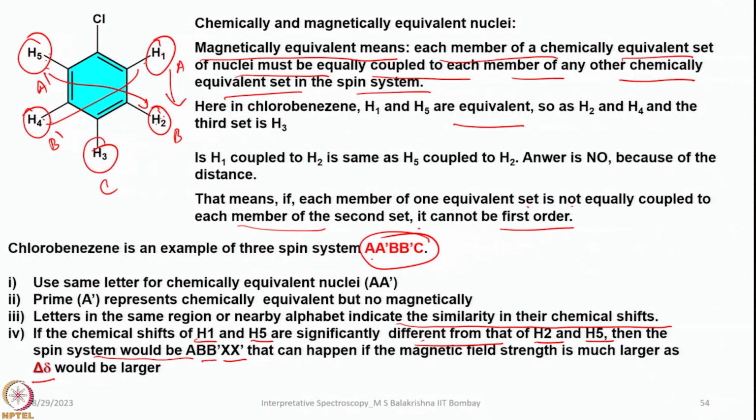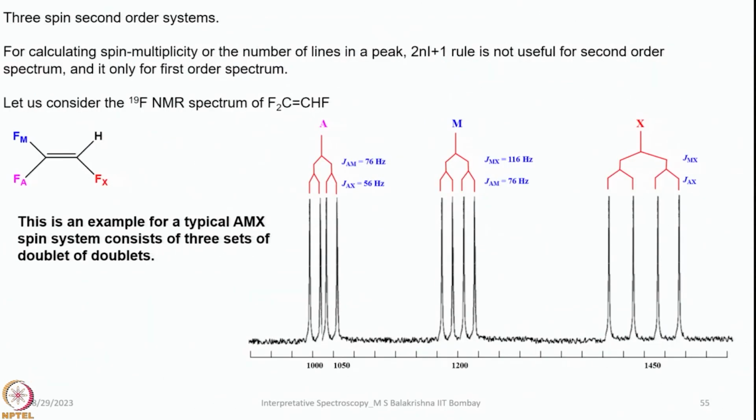The moment we designate with prime, A prime, BB prime and C, that means A and A prime are chemically equivalent, but they are not magnetically equivalent. That one should remember, and it can be understood by a simple analogy, whatever I showed here. An ideal example is chlorobenzene. So remember that. Now let us look into the three spin system.